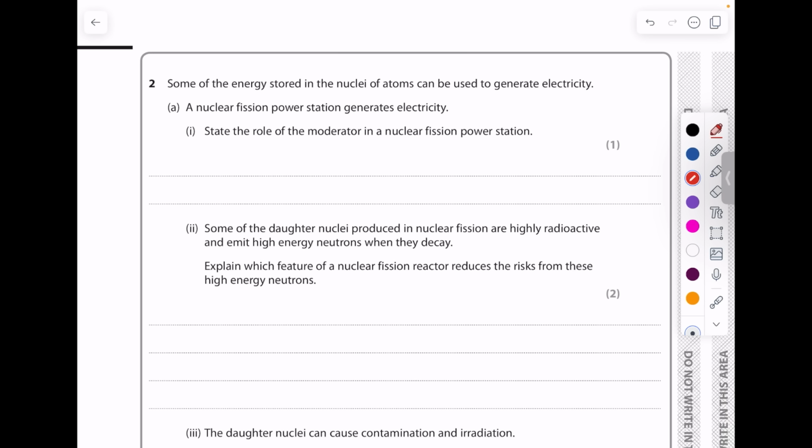Some of the energy stored in the nuclei of atoms can be used to generate electricity. A nuclear fission power station generates electricity. State the role of the moderator in a nuclear fission power station. The moderator, remember, slows the neutrons to increase the probability of fission reactions occurring.